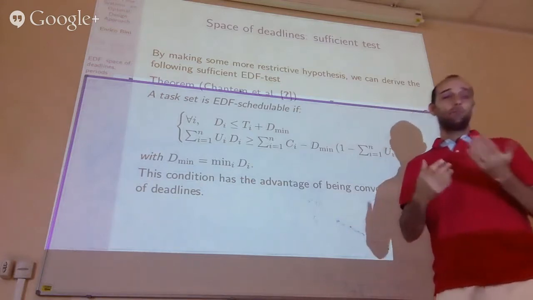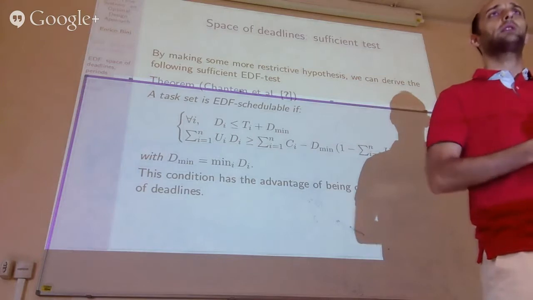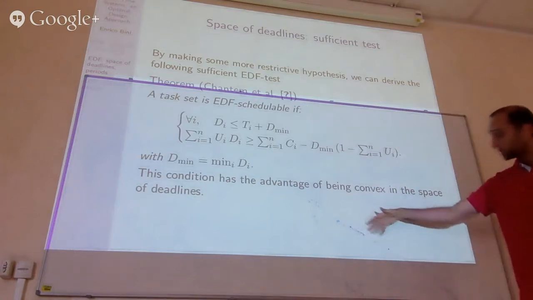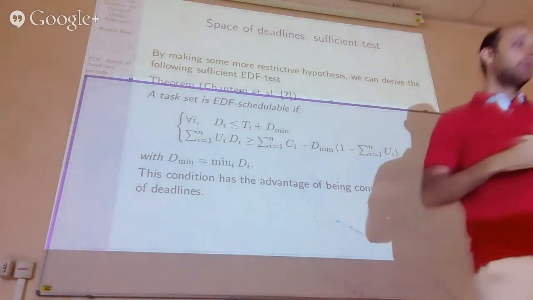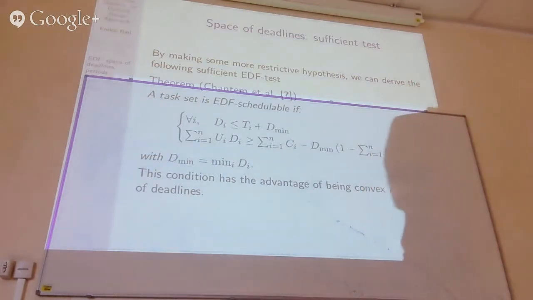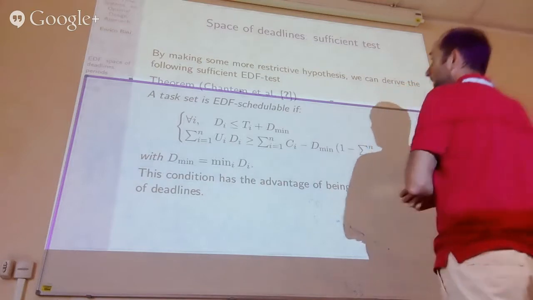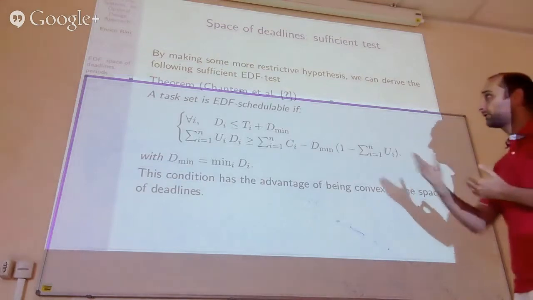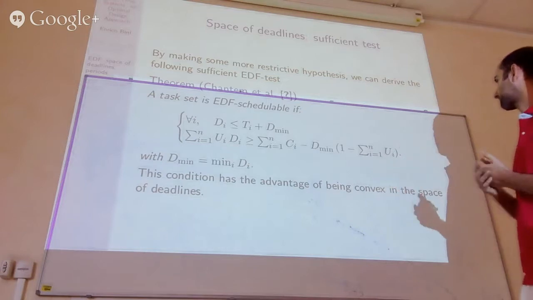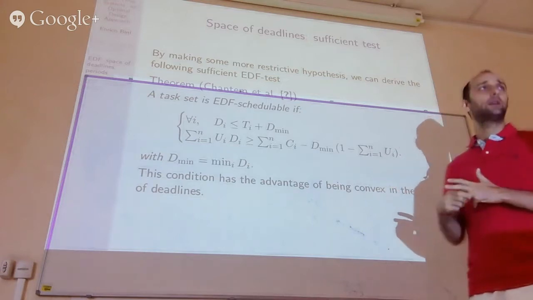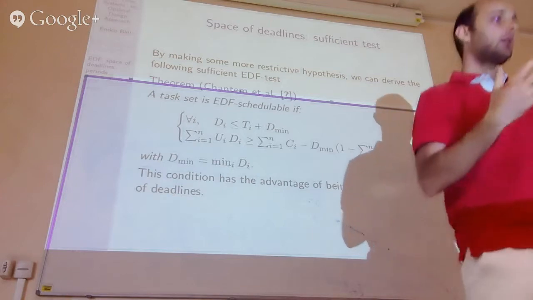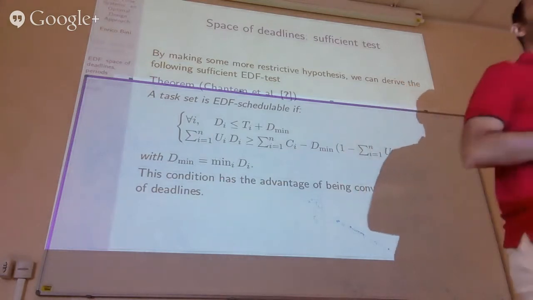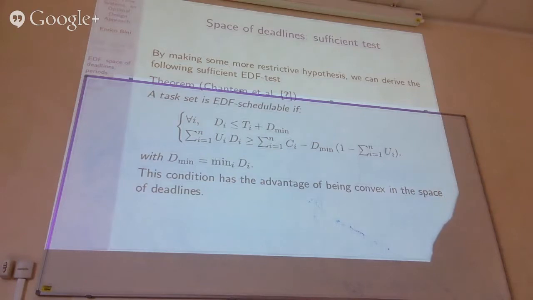This way it may complicate pretty much if you want to do optimization. When I say that you want to assign optimal deadlines, I mean, how do you run optimization of a region which is like this? We don't know, it's a crazy method. So one good way to go could be to use sufficient tests. There was this test, a sufficient condition for EDF, which has the advantage of being convex in the space of deadlines. If you have a function which is convex also in the deadlines, then you can very efficiently solve the optimization for the deadlines onto this region.